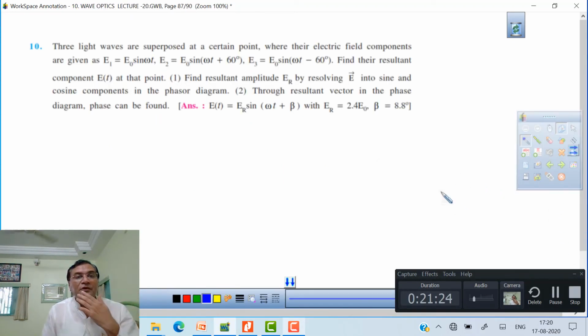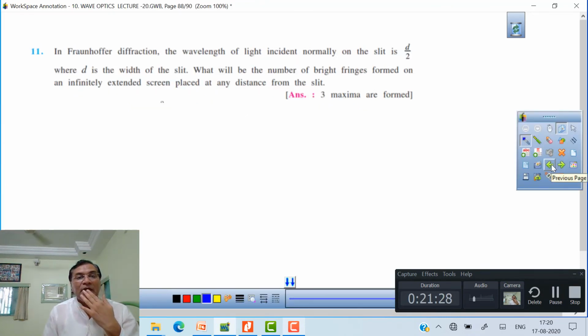Then I go for this, this is not an important one. Yes, in front of a diffraction, the wavelength of the light incident normally on the slit is d by 2, where d is the width of the slit. What will be the number of bright fringes formed on an infinitely extended screen? So the same problem we have discussed in interference.